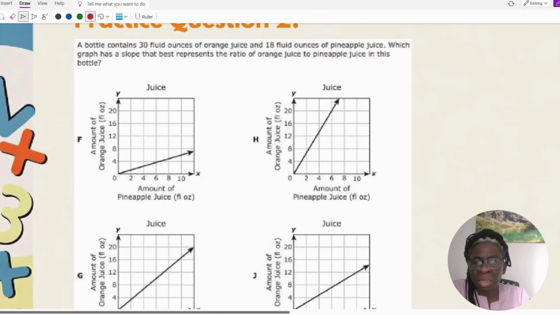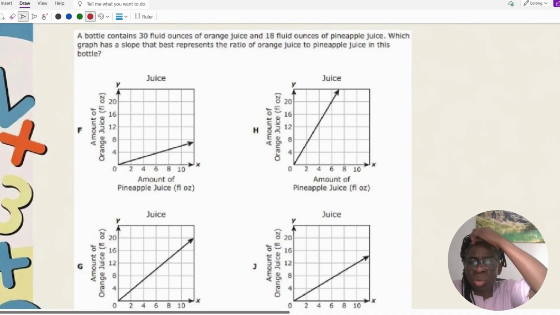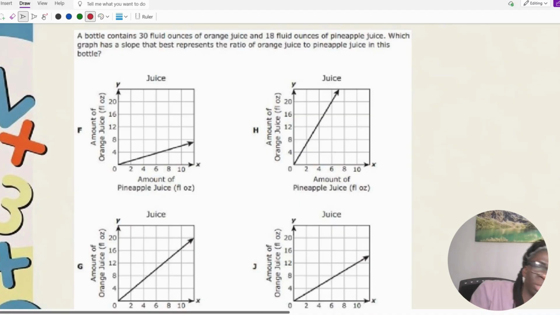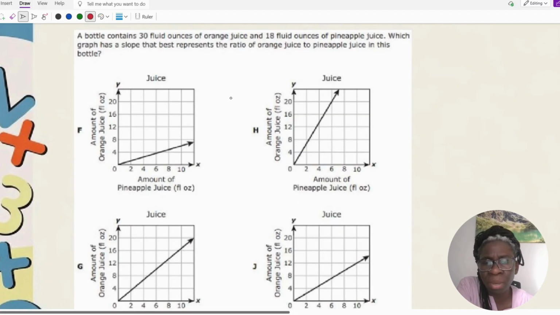So now let's take a look at another one. A bottle contains 30 fluid ounces of orange juice and 18 fluid ounces of pineapple juice. Which graph has a slope that best represents the ratio of orange juice to pineapple juice in this bottle? We can see the pineapple juice on the x-axis and the orange juice on the y-axis. So it contains 30 for orange juice and 18 for pineapple juice.